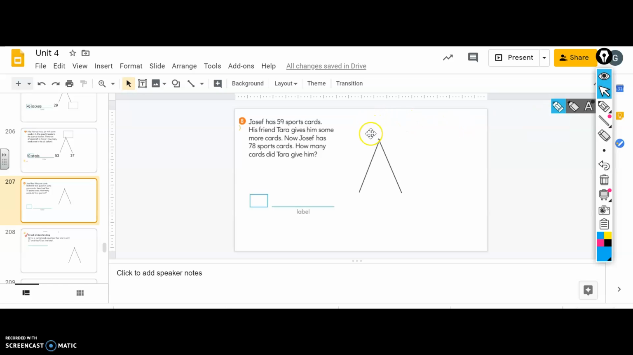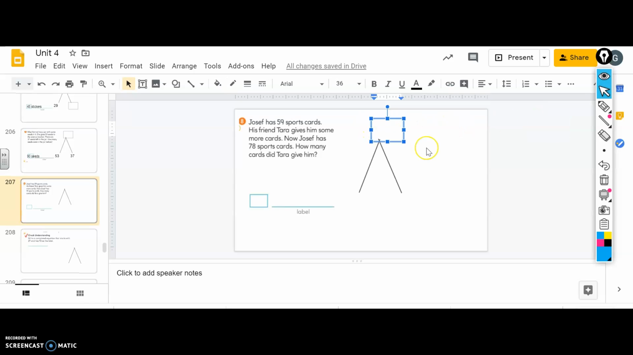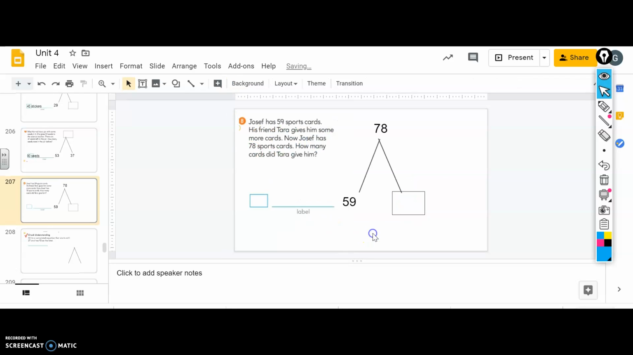So we know that he now has how many sports cards? How many total? Yep, he has 78 total. How many did Joseph have to start with? Yep, 59 sports cards. And then we don't know how many his friend Tara gave him. So that's our unknown. Let's add our minuses and our plus. Again, we can do 59 plus what equals 78?